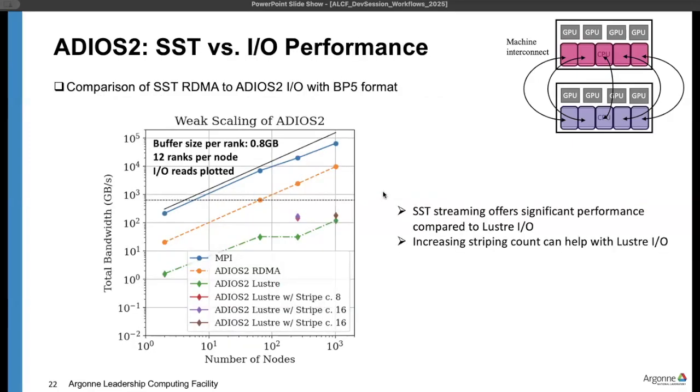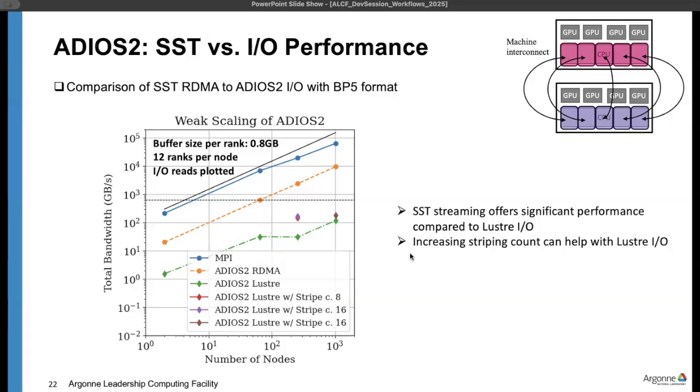But ADIOS2 is also traditionally used for I/O to the disk, and so another way of coupling simulation and AI could just be to use the Lustre file system. Again, on Aurora, we were able to benchmark performance with this same single producer, single consumer example. What you can see here is the same plot in terms of scaling, but we've added a couple of data points for Lustre with and without striping. For some of the higher node cases, we increased the striping count to 8 and then 16. You can see that the streaming solution is significantly more performant than the Lustre I/O.